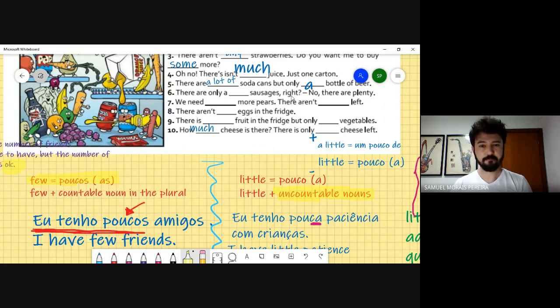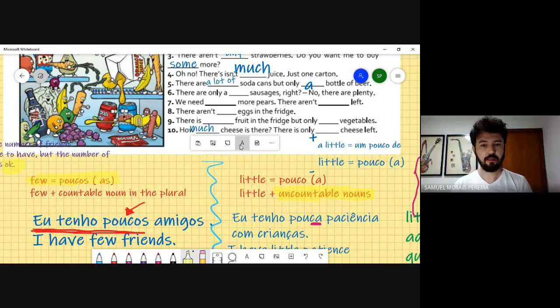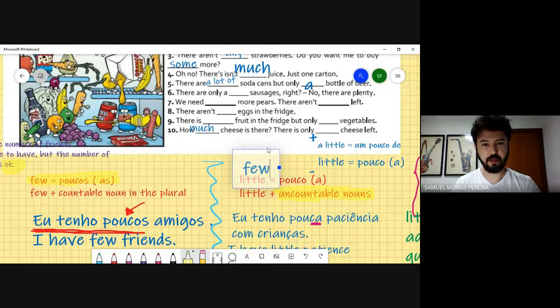E aí? How do I say algumas here? Sim, eu coloquei few. A few, exactly. So there are only a few. Aí você pode pensar, professor, poderia trocar pelo some? Poderia, você poderia falar assim, que é o que a gente já viu na aula passada. There are only some sausages. Some sausages. So can you see?